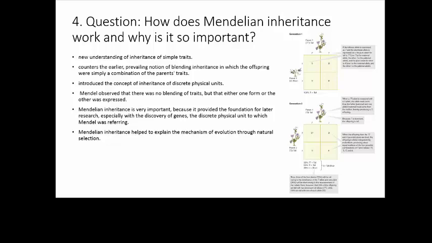Mendel observed that there was no blending of traits, but that either one form or the other was expressed. Mendelian inheritance was very important because it provided the foundation for later research, especially with the discovery of genes, the discrete physical unit to which Mendel was referring. In addition, Mendelian inheritance helped to explain the mechanisms of evolution through natural selection.